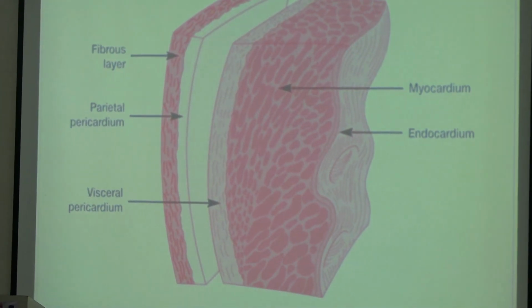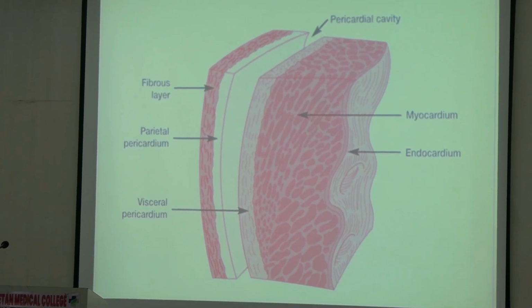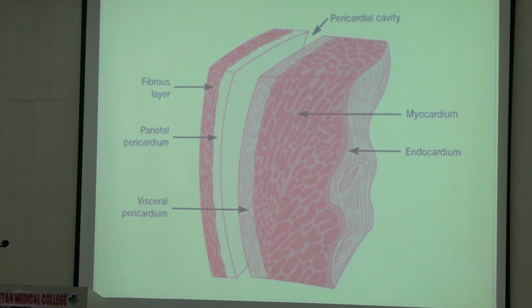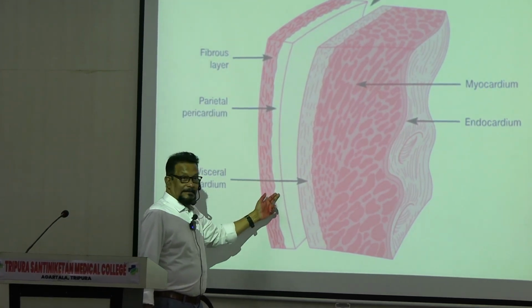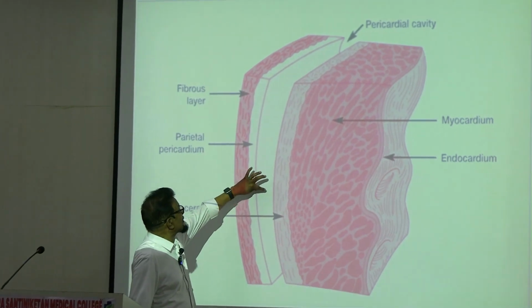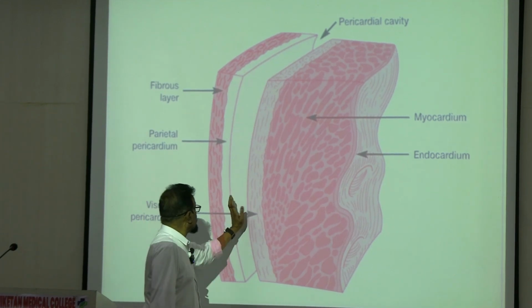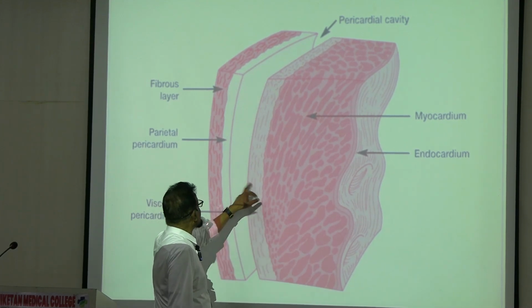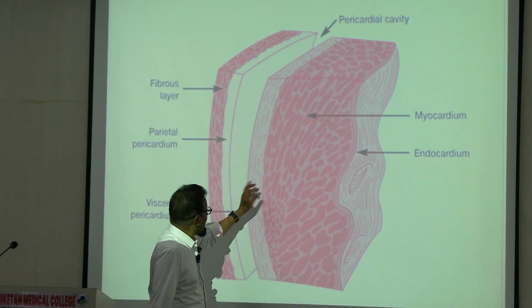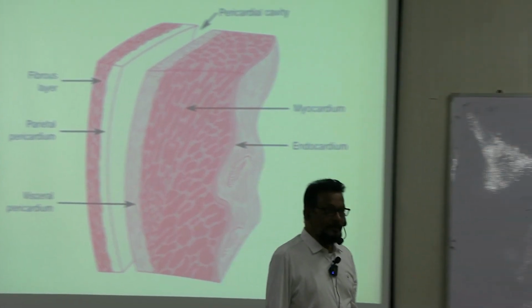So I have taken a portion of the wall of the heart, particularly the ventricles. I have cut a portion of the wall and am studying it. What is there? This is the fibrous layer. This is the parietal serous layer, and this is the pericardial cavity, sandwiched, and here is another serous layer, the visceral layer. And this visceral layer is covering the myocardium.